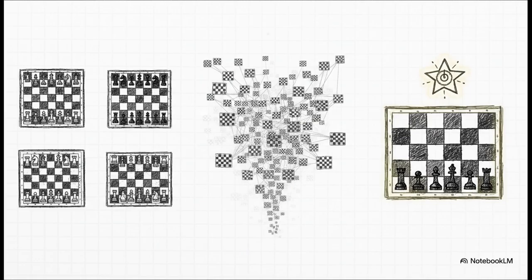Now, to really get this, we need a few key terms. First, a state. A state is just any possible configuration of the problem. So in a game of chess, every single possible layout of the pieces on the board is a unique state. The search space is all of those possible states combined, the entire universe of possibilities, which can be astronomically huge. And of course, the goal is that one specific state we're trying to get to, like the checkmate position.